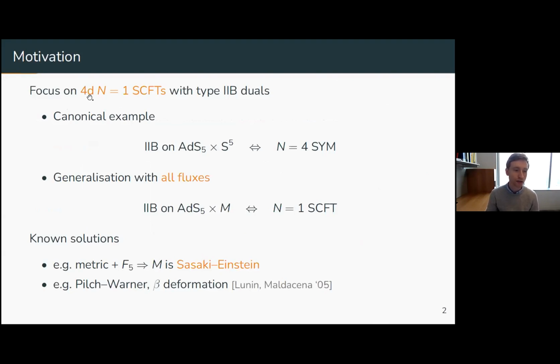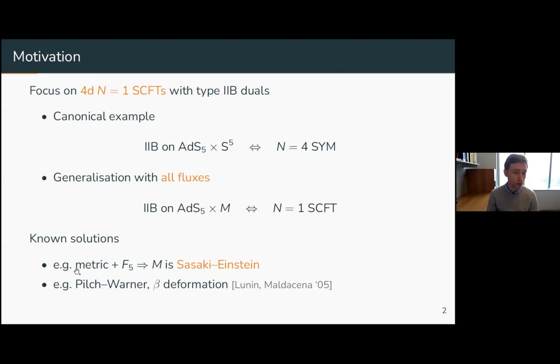So my motivation is going to be 4D N=1 superconformal field theories with type IIB duals. And of course, the canonical example is just type IIB on AdS5 × S5, which we know is dual to N=4 SYM. More generally, however, we can turn on all the fluxes on this background, and then we just have type IIB on AdS5 with some general internal manifold M, which will be dual to some N=1 superconformal field theory. And of course, finding general solutions on the left-hand side here is very hard.